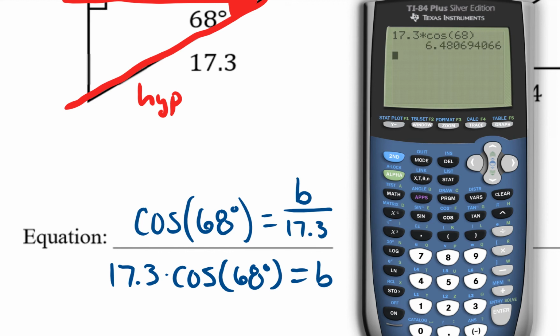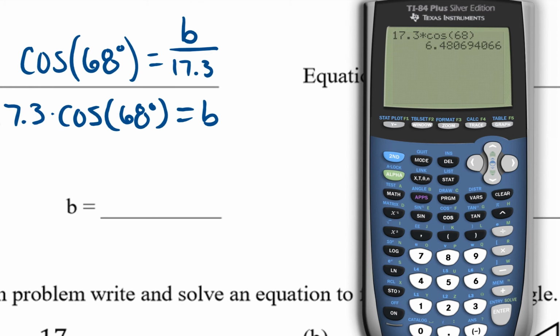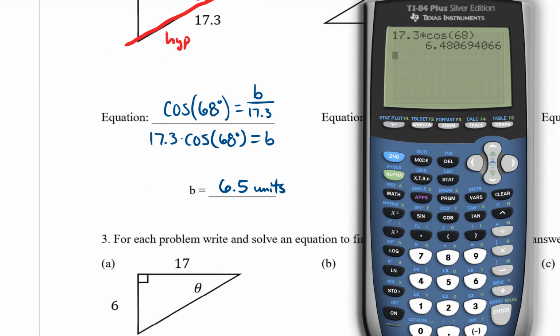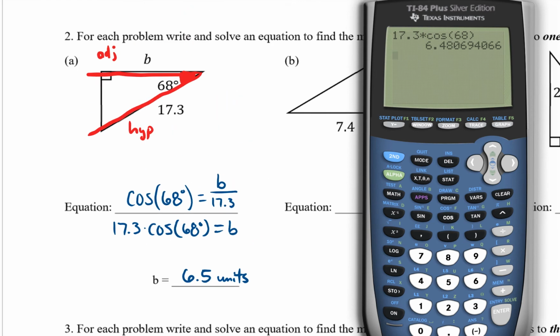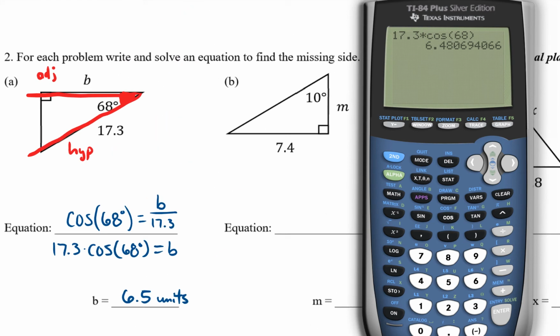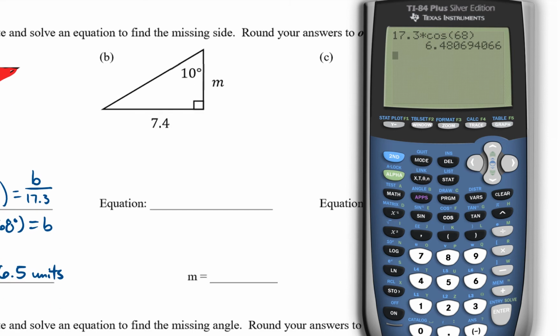6.4806, and I think that it says to round your answer to 1 decimal place. So I'm going to round this to 6.5. So our answer is 6.5 units. I don't know what these are. I don't know if they're feet or inches, but I do know they're linear units. So 6.5 units.